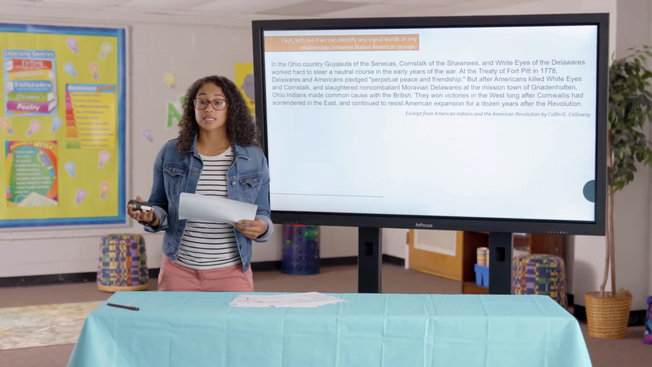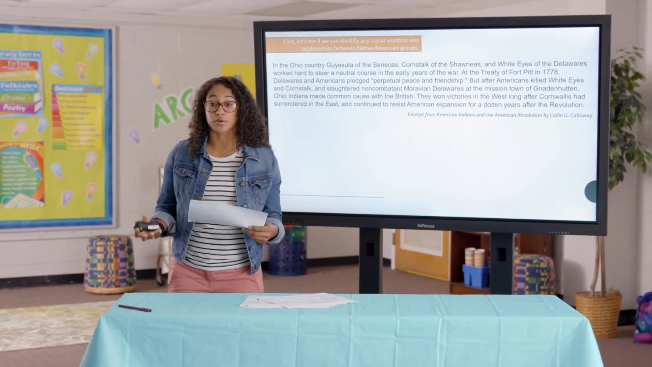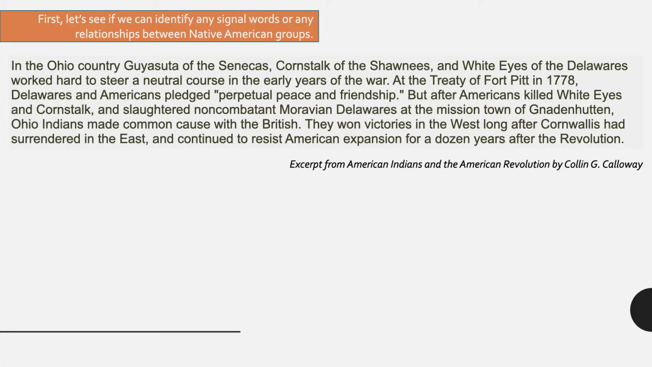So while I'm reading this section, be on the lookout for the different groups that are involved. In the Ohio country, Gayasuda of the Senecas, Cornstalk of the Shawnees, and White Eyes of the Delawares worked hard to steer a neutral course in the early years of the war. At the Treaty of Fort Pitt in 1778, Delawares and Americans pledged perpetual peace and friendship.